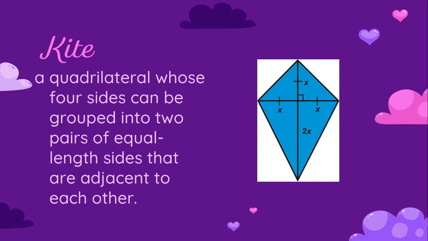When you say adjacent, they are beside each other. In Tagalog, magkatabi. So for example, here and here, they are adjacent because they are magkatabi, beside each other, and they are congruent. When you say congruent, equal, same length. And then the second pair of adjacent sides is here, and they are also congruent. In that case, it is a kite. Okay?